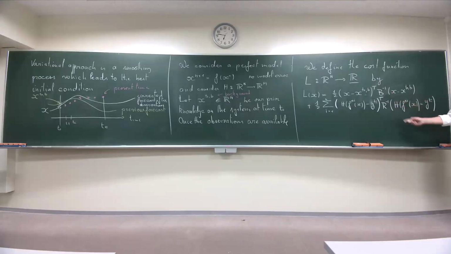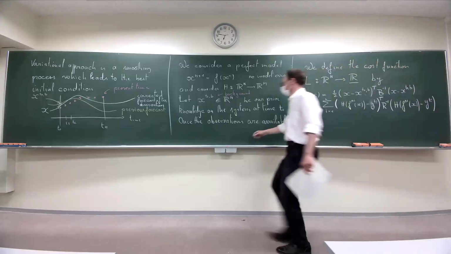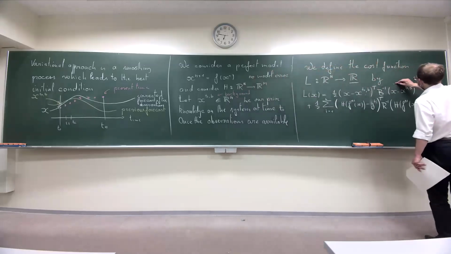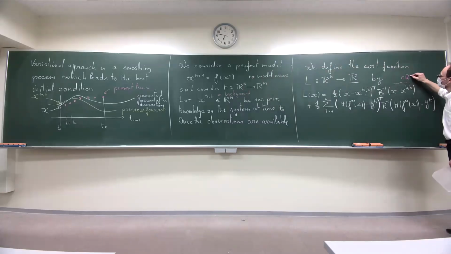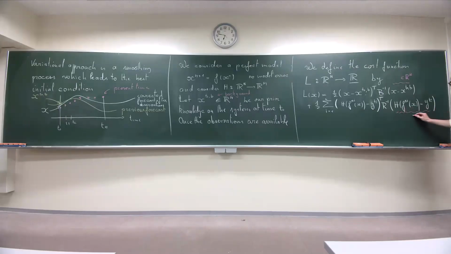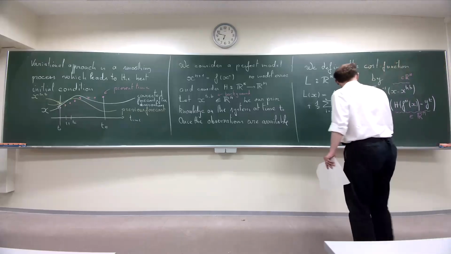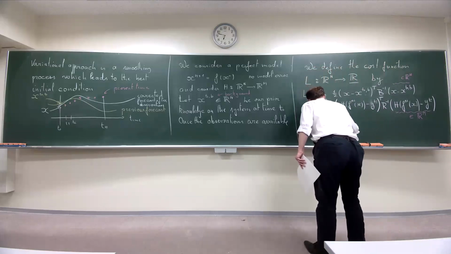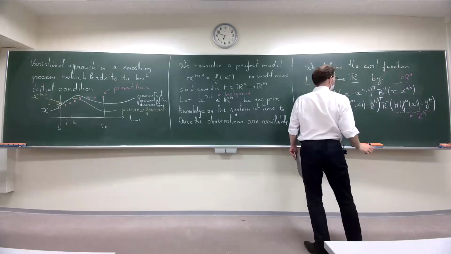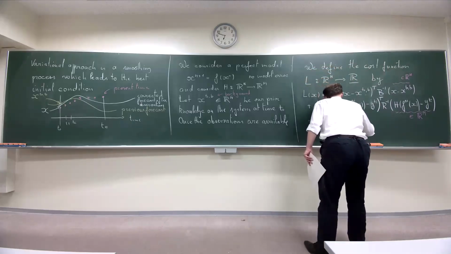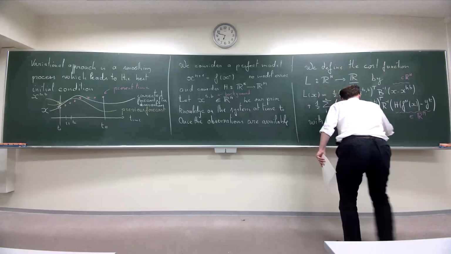I told you these are two matrices. They are not of the same size. Just observe that this is in Rn, so it means B is an n by n matrix. On the other hand, this is in Rm, and m is usually smaller than n. So it makes R an m by m matrix. And with y, T1 up to Tn, the observations.